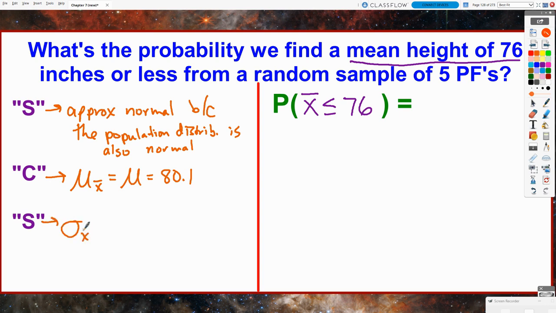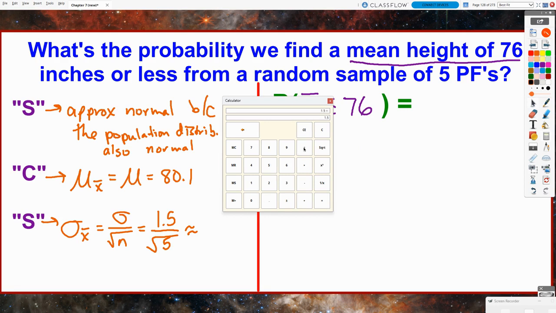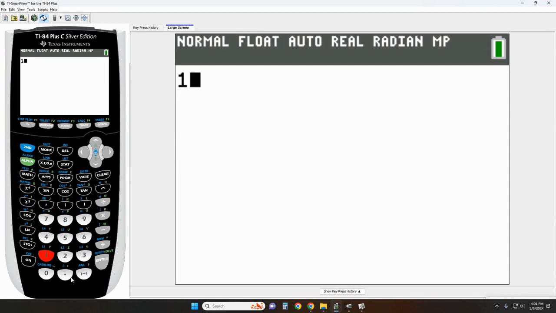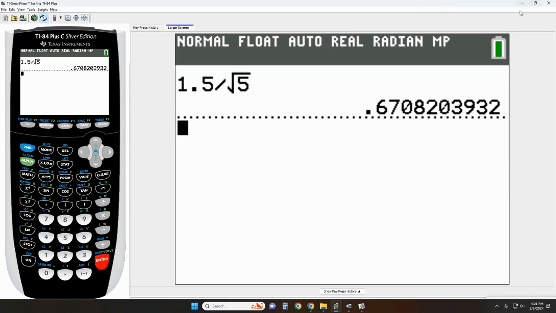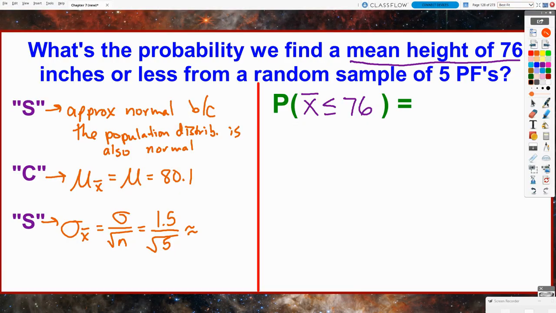For the spread, sigma sub x bar is equal to sigma, the population standard deviation, divided by the square root of n. So the population standard deviation was told to be 1.5, divided by the square root of our sample size. Sample size was 5. So what does that number come out to be? 1.5 divided by the square root of 5 equals 0.6708.